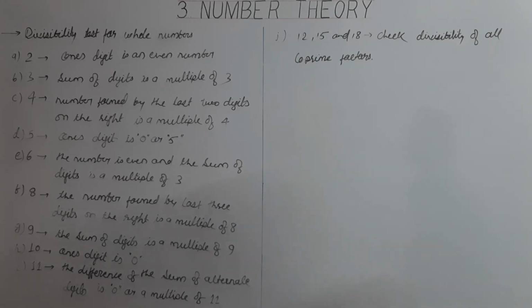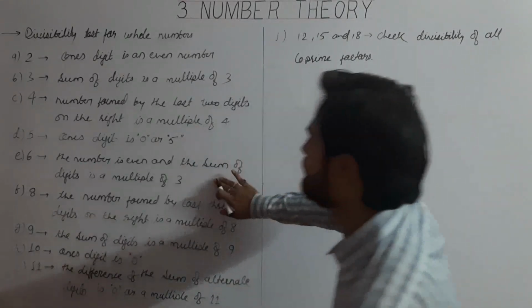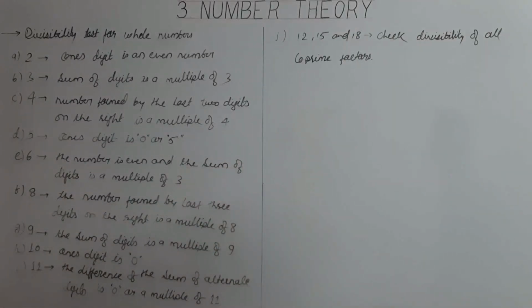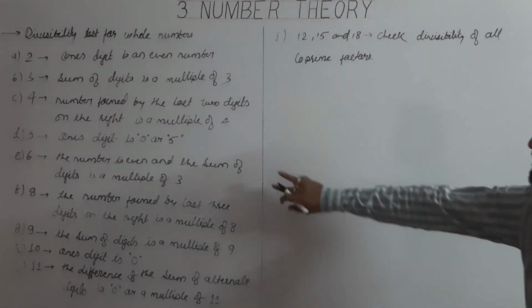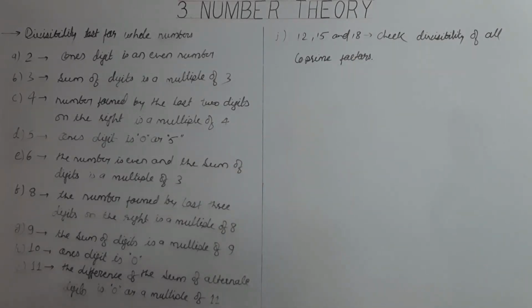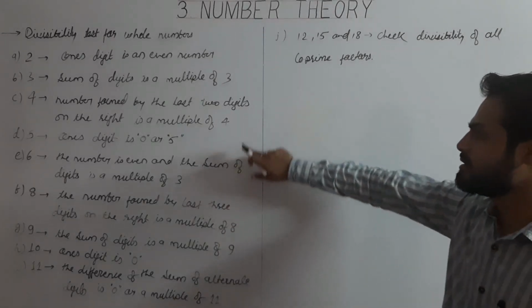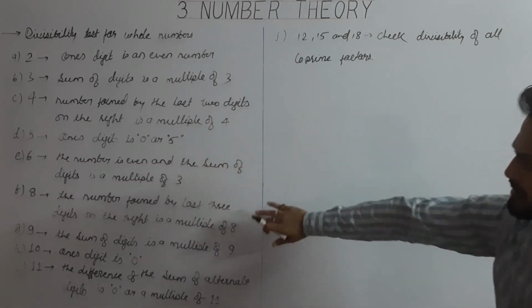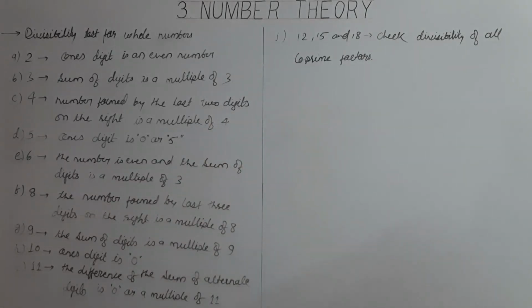Now for 6, the number is even. First condition is the number is even. Second condition, the sum of digits is a multiple of 3. Why 2 conditions? We'll check. Now for 8, the number formed by the last 3 digits on the right is a multiple of 8. This is similar to 4. For 4, last 2 digits. For 8, last 3 digits.